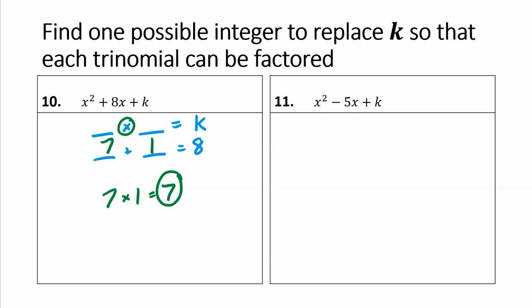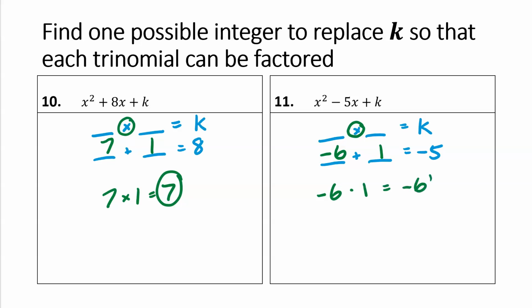Example 11. Same story. If we were going to factor that trinomial, we would have looked for two numbers that multiply to give k. And those same two numbers would have added to give negative 5. So all we need to do is look for two numbers that add to give negative 5. Well, negative 6 plus 1 gives you negative 5. In order to find k, we just multiply those two numbers. So negative 6 multiplied by 1 gives negative 6. And that's a possible integer that k could be.